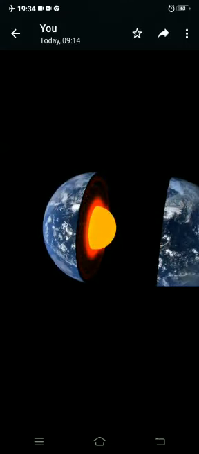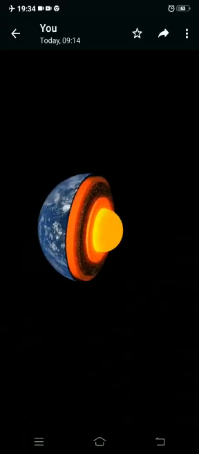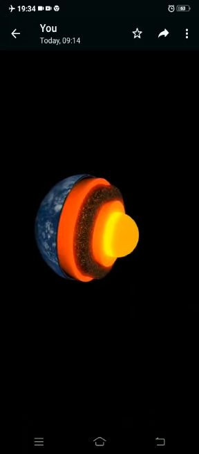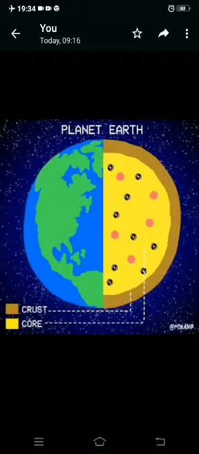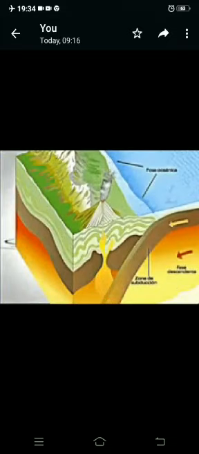Just like an onion, the earth is made up of several concentric layers, with one inside another. The uppermost layer over the earth's surface is called the crust. It is the thinnest of all the layers. The main mineral constituents of the continental mass are silica and alumina. The oceanic crust mainly consists of silica and magnesium.